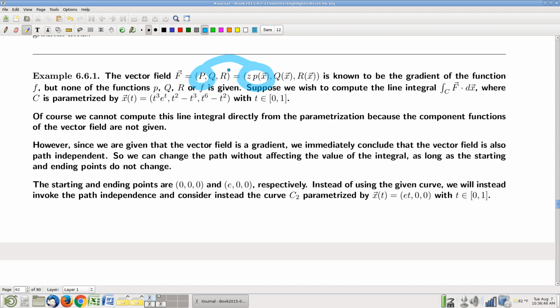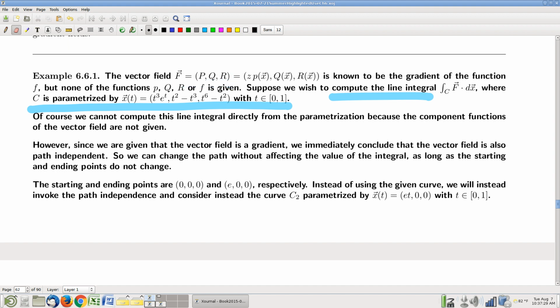Okay. And suppose that we know, furthermore, that this is a gradient of some function f. And that's all I know, right? I know that the first component has a factor of z, and I know that this vector field is a gradient of something. And with that being given, I want to compute the line integral of this vector field over that curve. And this looks like a nightmare of a question because, yikes, look at that vector field. It's got a sixth power in it, and an exponential, and it looks very unfriendly. And I don't know P, Q, and R, so it seems hopeless.